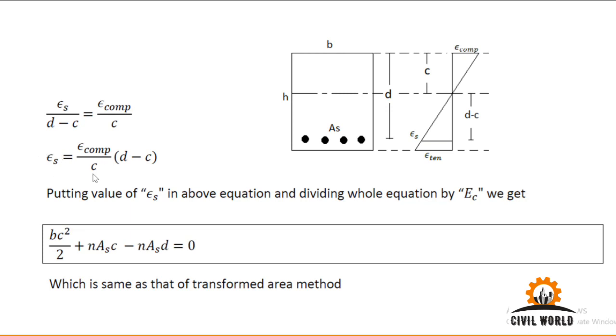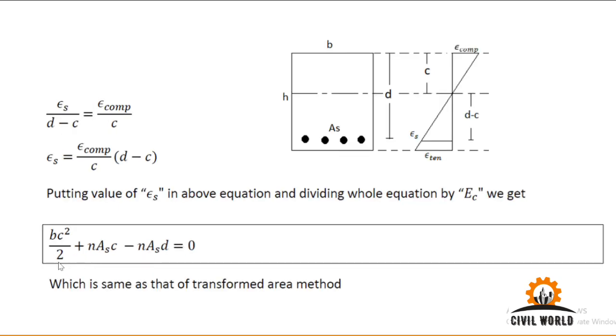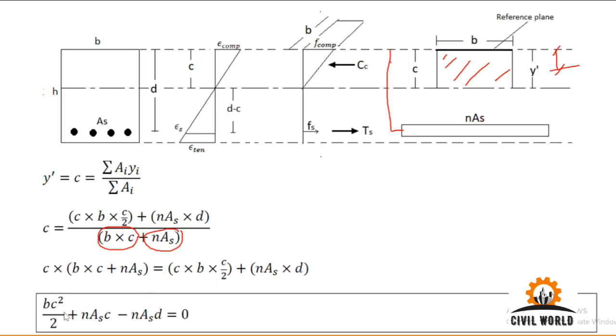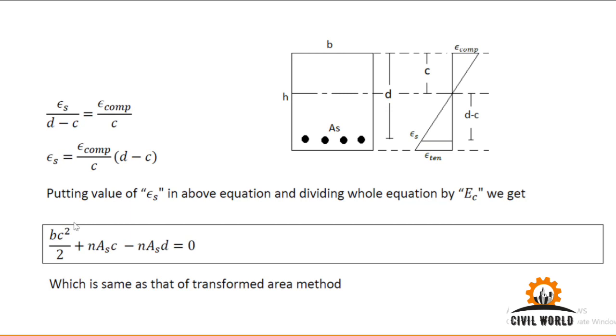We can put this value in our previous equation and simplify it, and your final equation is BC squared divided by 2 plus NAS C minus NASD, which is exactly the same equation as we calculated using the transformed area method. So you can use either method to locate your neutral axis and then further calculate your stresses using the flexure formula.